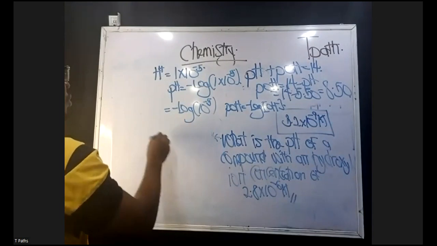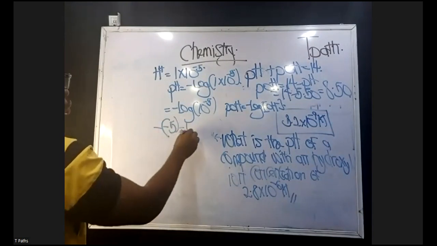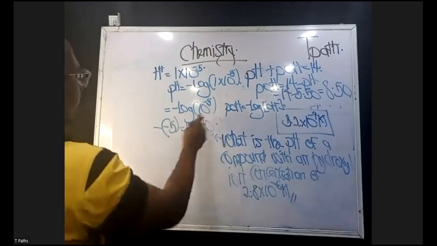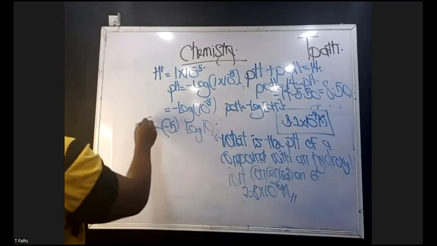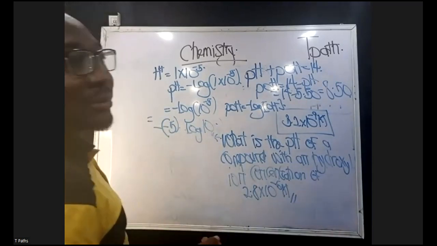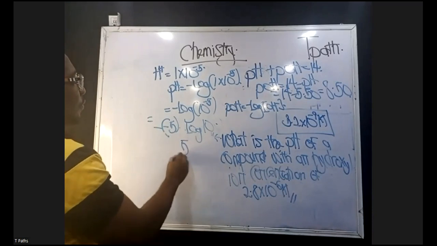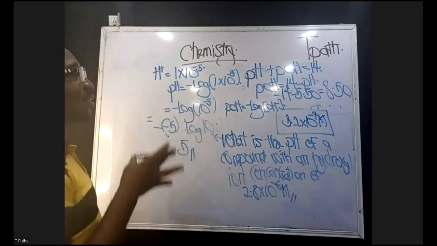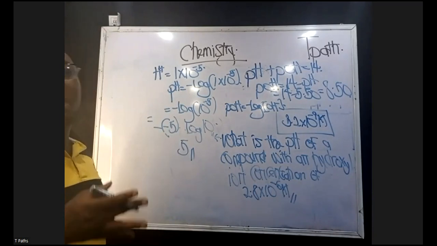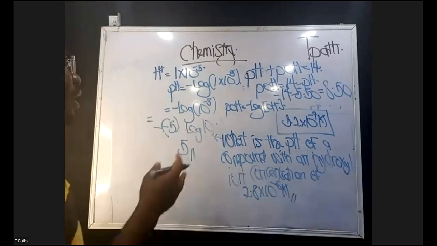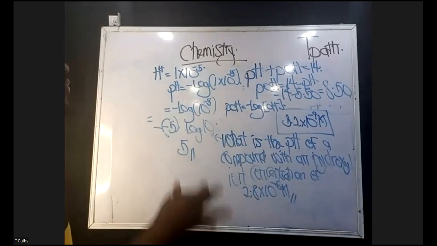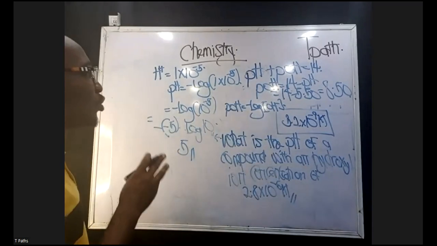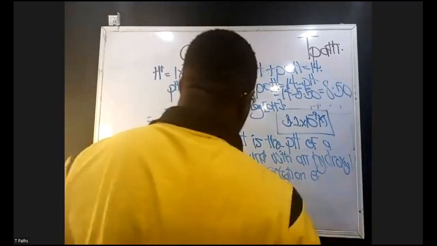That is minus log 10 raised to the power minus 5. Log 10 is 1, so minus and minus is 5. This is the answer for your pH. Most of the time, they are giving values like this. So when you are given values like this, you can easily get the pH or pOH. But this is a very good area of exam questions, so you need to know it well.